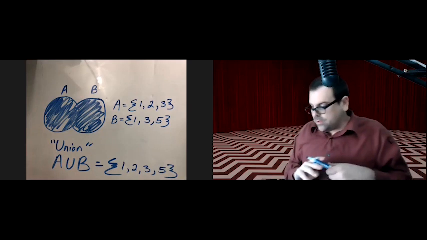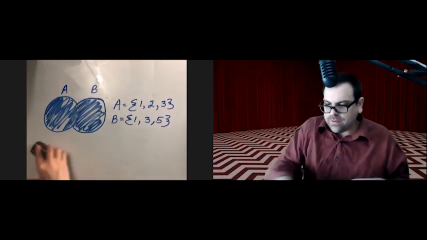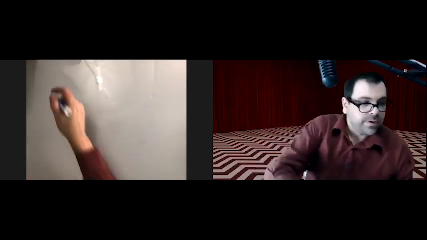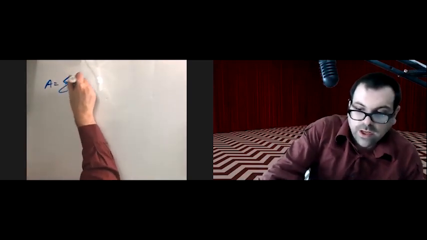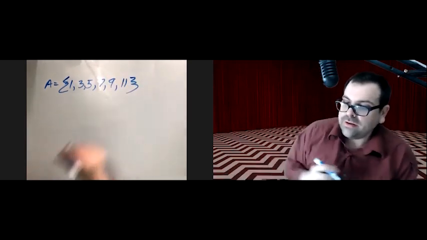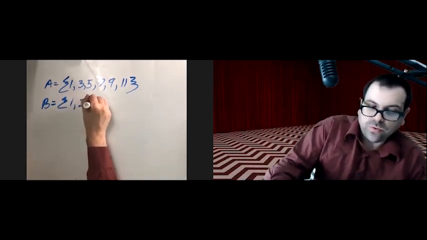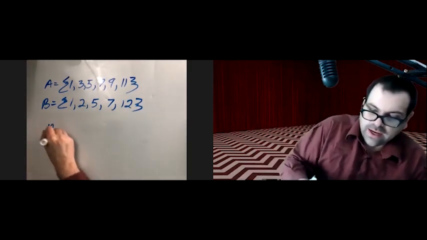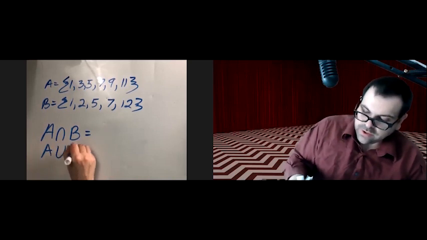So let's take a look at some larger sets. These were just 3 elements apiece. Let's say we have set A: 1, 3, 5, 7, 9, 11, and set B: 1, 2, 5, 7, 12. We're going to look for A intersection B, and we're going to look for A union B.